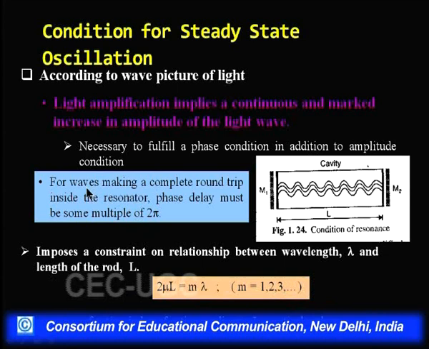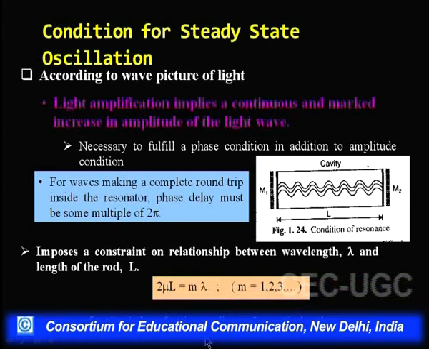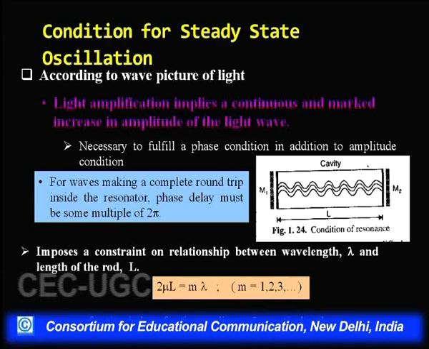Again, for the waves making a complete round trip inside the resonator, the phase delay must be some multiple of 2 pi. Here in the diagram, we see that all the waves are in phase, and it is defined by the amplitude in the cavity. This imposes a constraint on the relationship between the wavelength lambda and the length of the rod L. As the amplification depends upon the wavelength of light incident on it and also on the length of the cavity or active medium, we define it as 2 mu L is equal to m lambda, where m is equal to 1, 2, 3, an integral multiple. Mu is the refractive index of the medium, so mu L becomes the optical path through which the light passes through the medium.